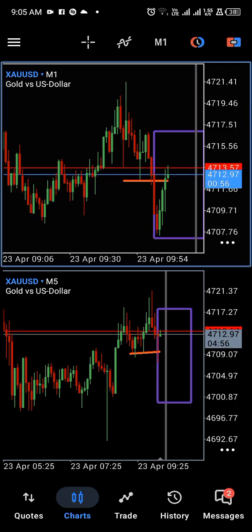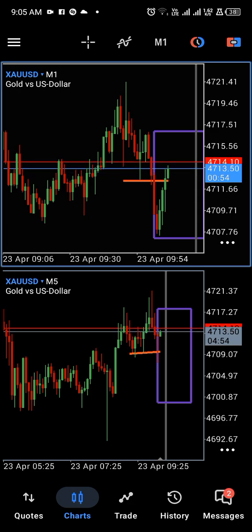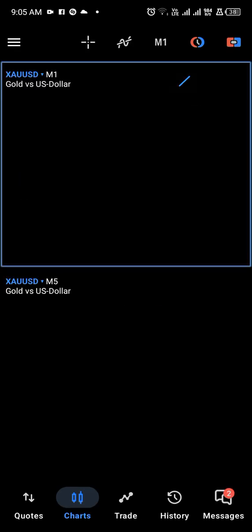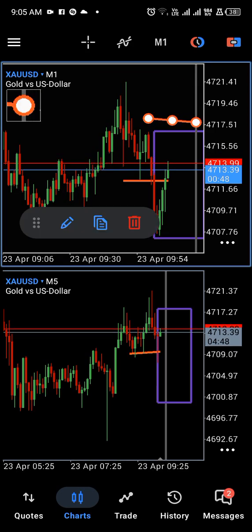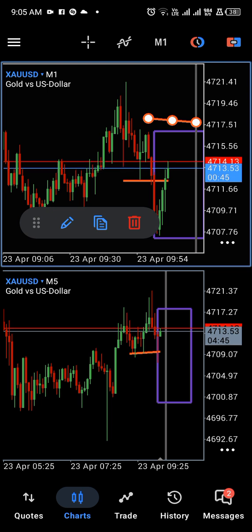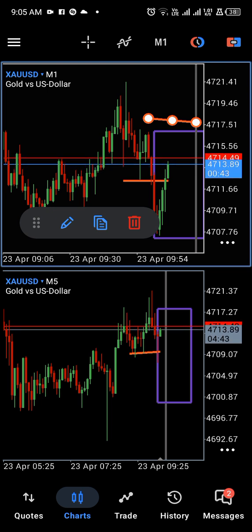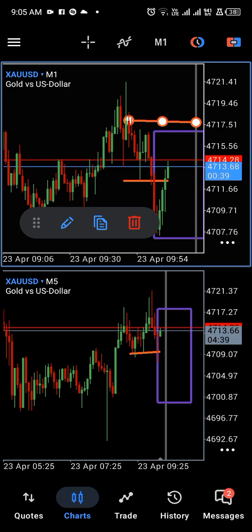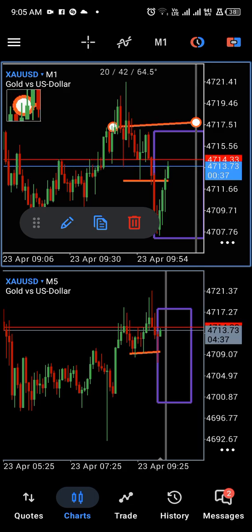So in this case, it will depend. We will see if the sellers are serious. They will have to protect this area here, this 4717.51 area, they will have to protect it to show that they mean business. So we will see. I will mark it because it is the beginning of this aggression.